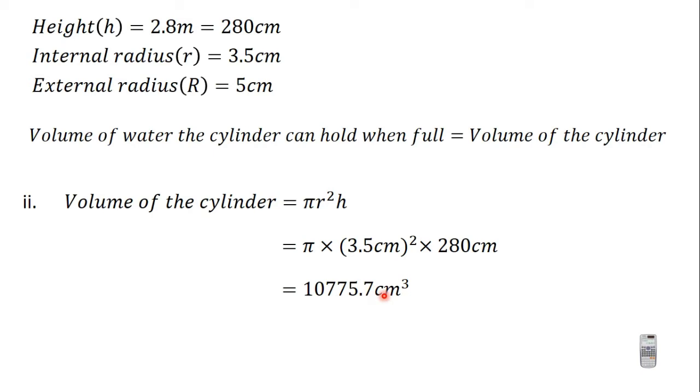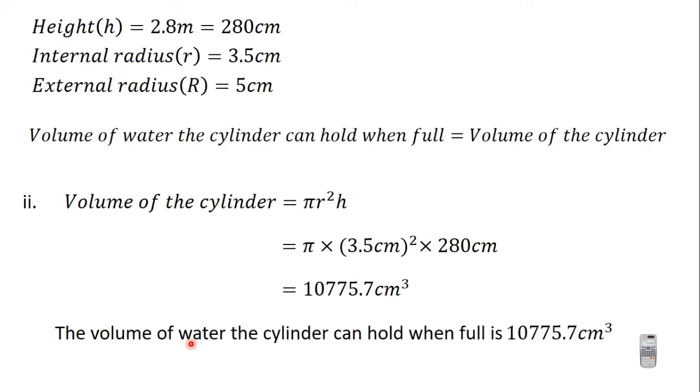When you do this on your calculator and you correct your answer to 1 decimal place, you should have 10775.7 centimeters cube. That means that the volume of water the cylinder can hold when full is 10775.7 centimeters cube, which means that when the pipe is full with water, the volume of water in the pipe is 10775.7 centimeters cube.